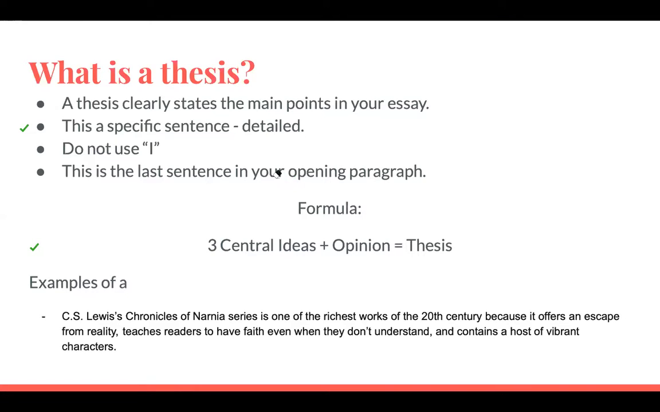What is a thesis? We talked a little bit about this the other day. Roman kind of told me what a thesis was. What did you say it was, Roman? Like an overall idea. Pretty close. A thesis clearly states the main points in your essay. It's a specific sentence. It's very detailed. Do not use I unless you're writing a personal narrative. And this is the last sentence in your opening paragraph. So let's write the formula down for your thesis.